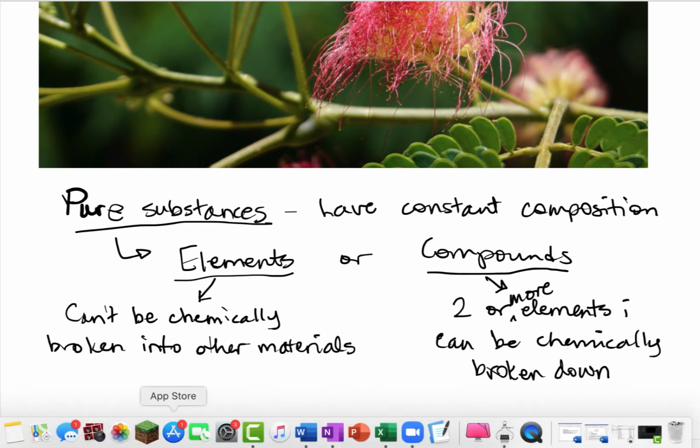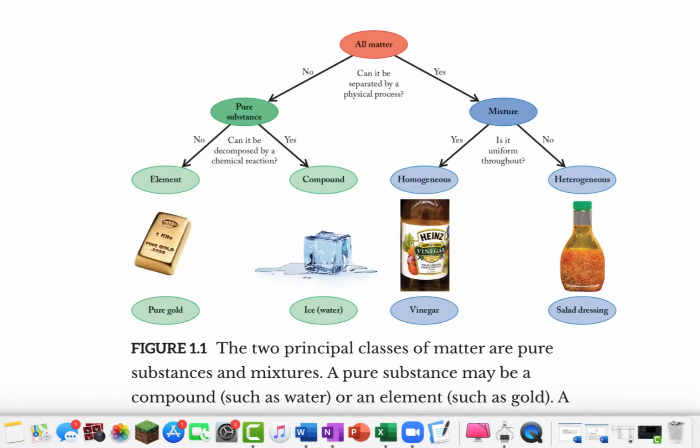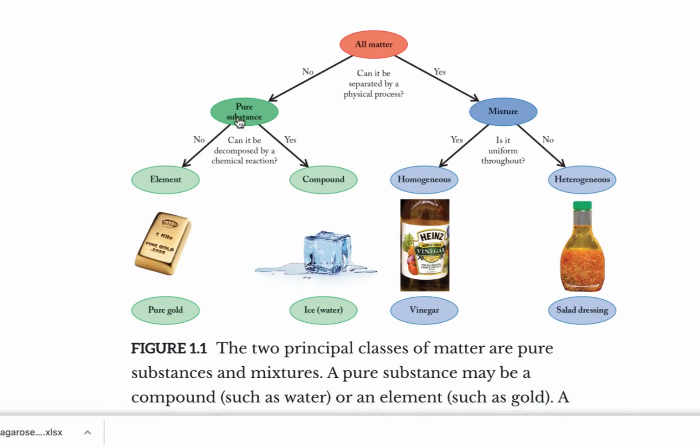Okay, so if we go back over to our picture, we can see that we've followed this left-hand example. Our pure substances can be elements like pure gold, or they can be compounds like this example of ice, which actually has some liquid water there as well.